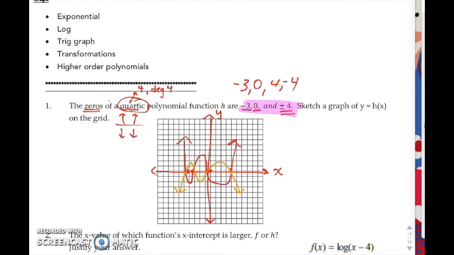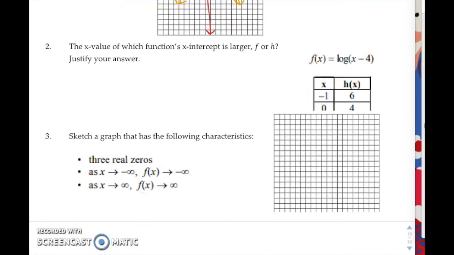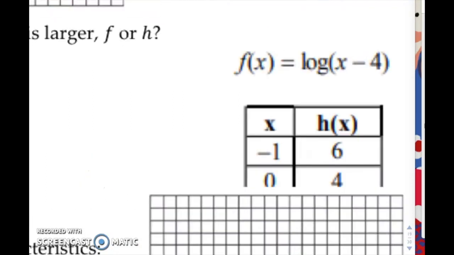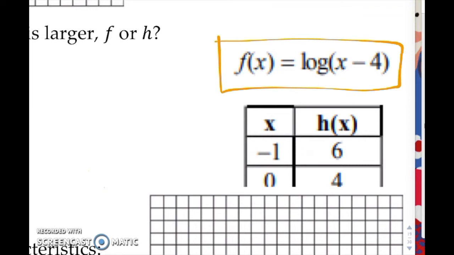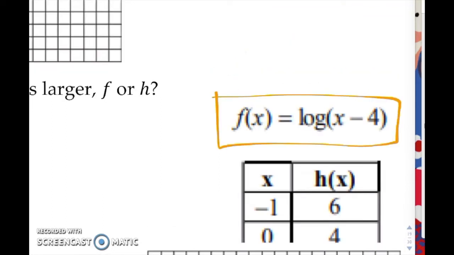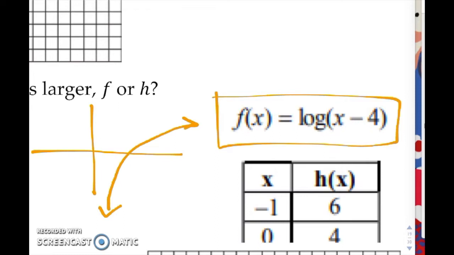Okay, for the next one, the x-intercept of which function is larger, f or h. So f is right here. I'm going to sketch what we would see on our calculator if we graph this, because I can't pull my calculator up right now. But f of x equals log of x minus 4 would be a regular log function that's gotten shifted to the right 4. So instead of having a normal x-intercept at 1, this will have an x-intercept at 5. So this is 5, 0.